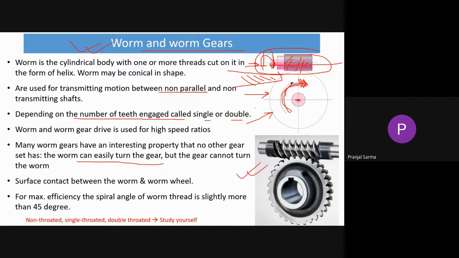That means whenever you require movement in only one direction, there also you can judiciously use this worm and worm drive. And here it is in contrast to the other types of gears. There is surface contact between the worm and the worm wheel, and that makes it a higher pair or a lower pair?